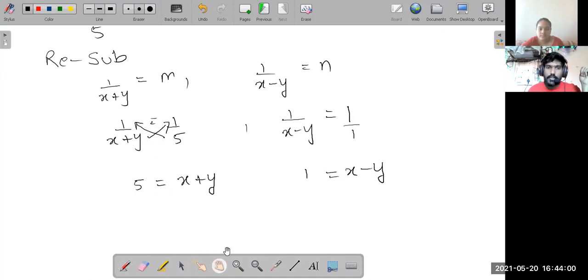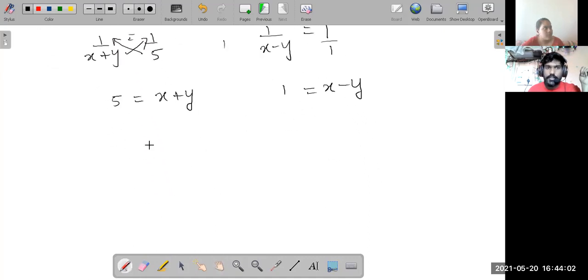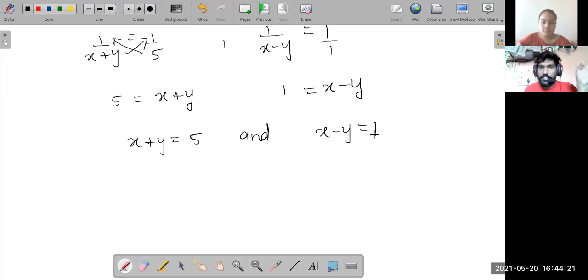Yes. So you see we get two new equations. You can just rewrite these equations. So x plus y is equal to 5, and x minus y is equal to 1. Okay, just rearranged or written in a proper way.